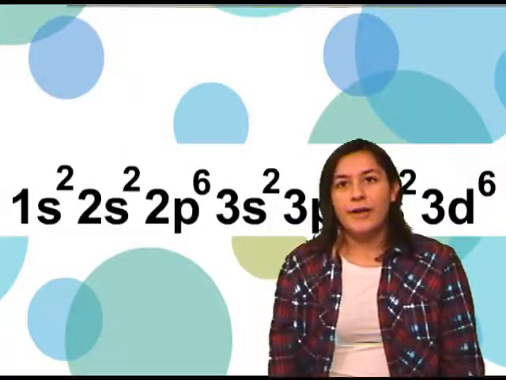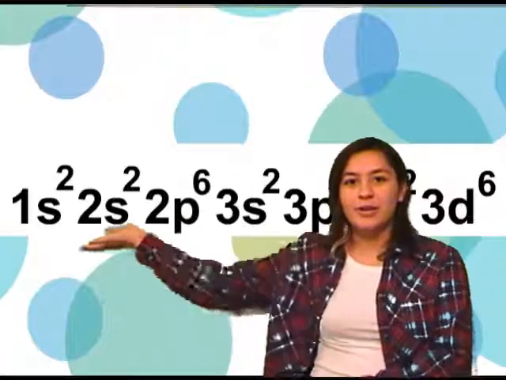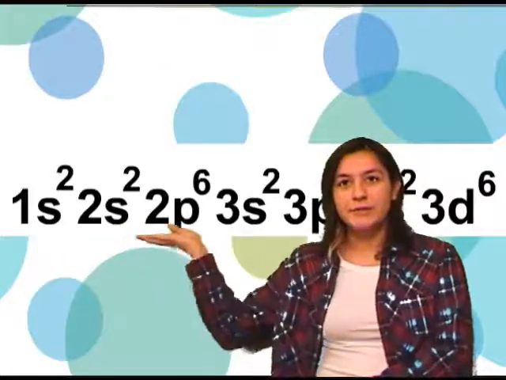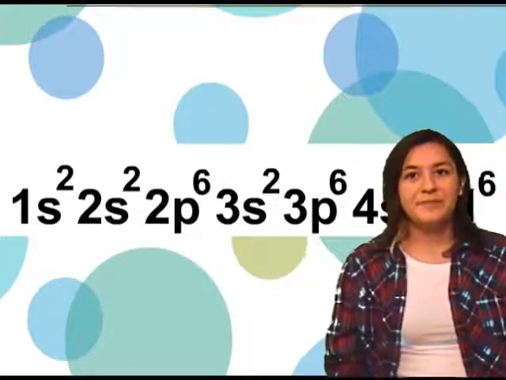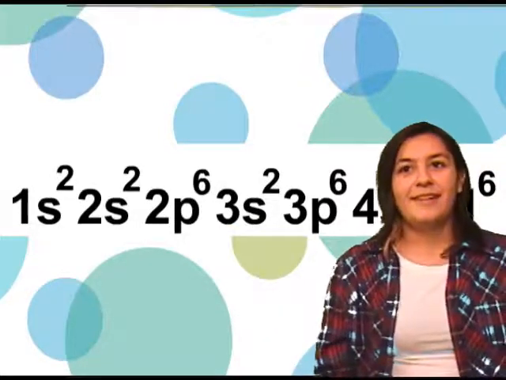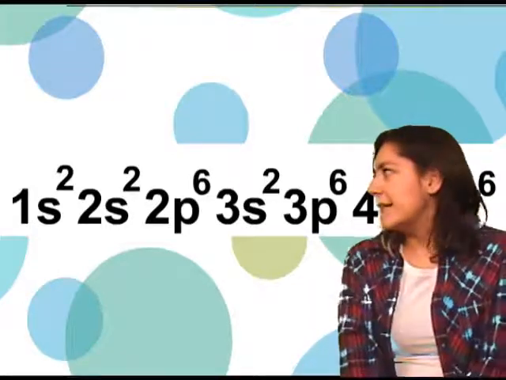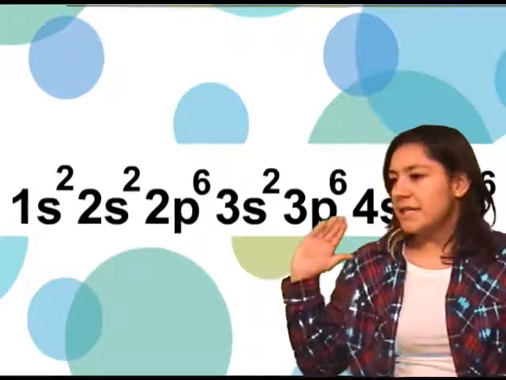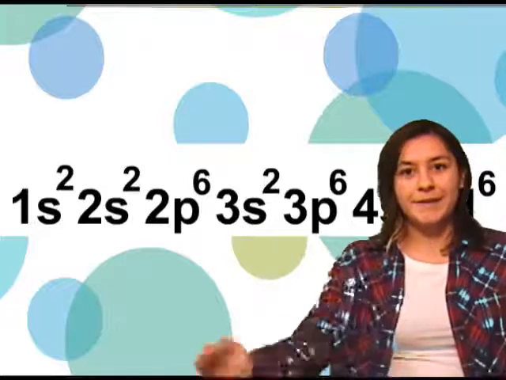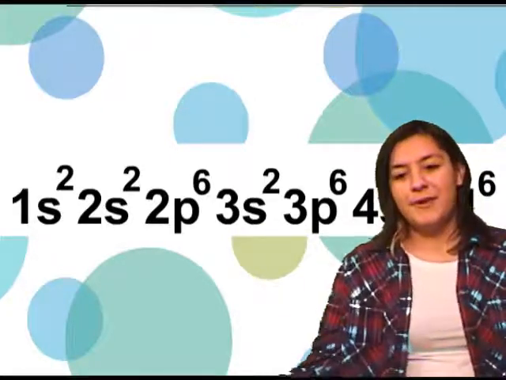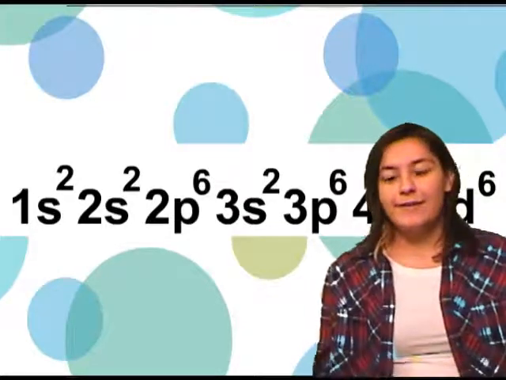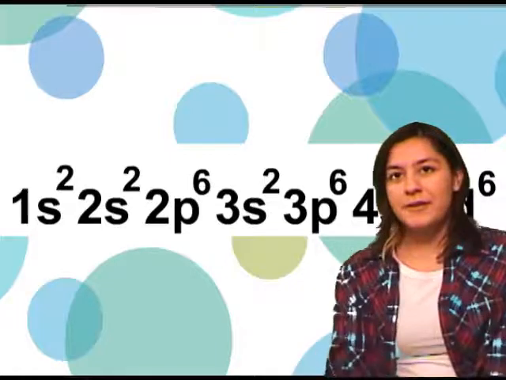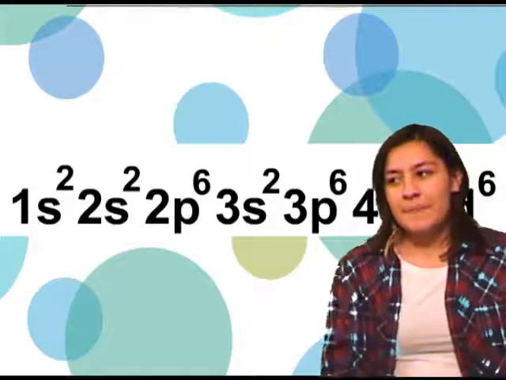Now we need to answer, how is it ordered? Now that you know how to read this super long chain of numbers, letters and superscripts, we can see that it actually doesn't perfectly go from 1 to 7. The reason for this is that electrons are lazy, they don't like to work. If they can fill up lower energy levels first, they're going to do that.